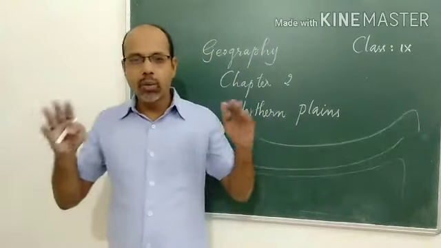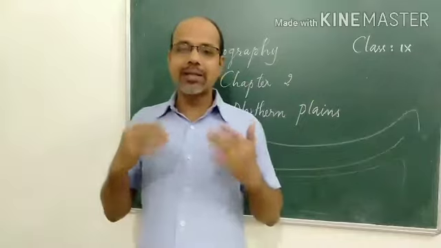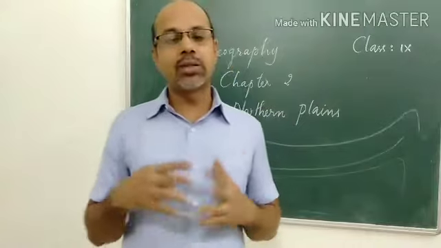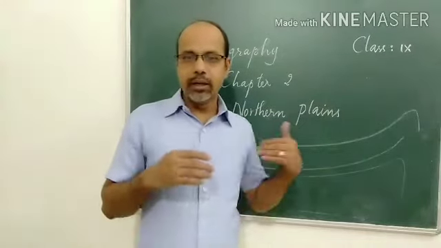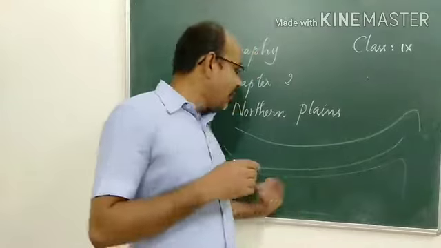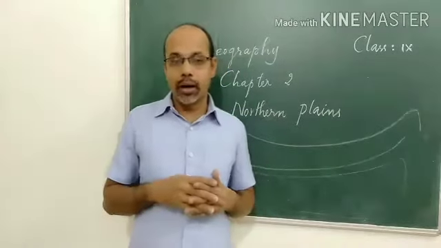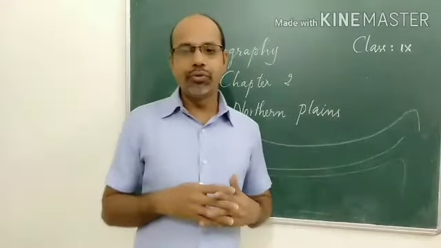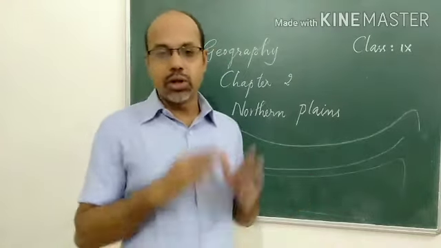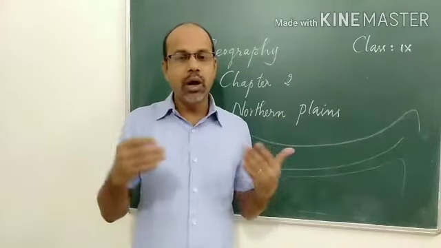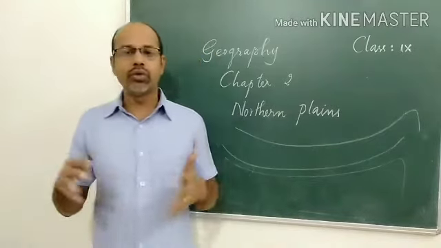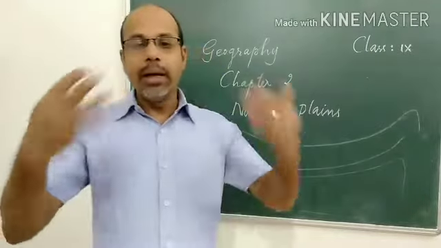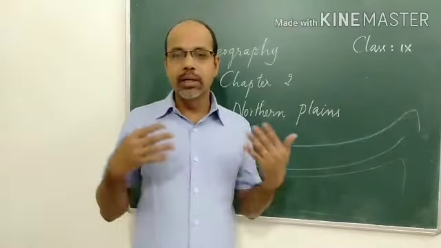The northern plain covers an area of almost 7 lakh square kilometers. It stretches from west to east about 2400 kilometers. That is the length of the northern plain, but its width ranges from 240 to 320 kilometers. In some regions it is 240 kilometers wide, but in some regions it is 320 kilometers broad.